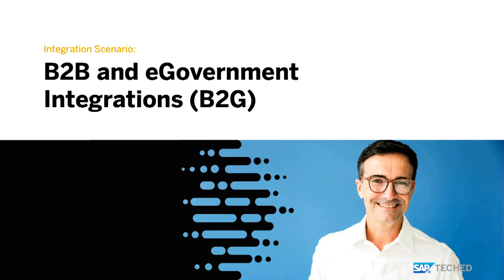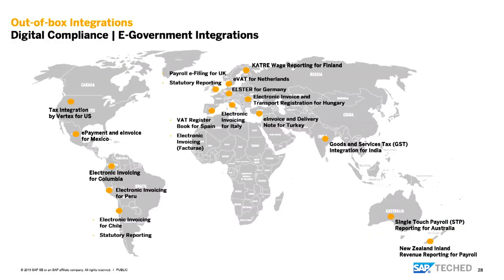The second scenario that we talked about is B2B and B2G. In B2B, we support traditional B2B with EDI. We also support new age B2B with APIs. For e-government, we talked about governments becoming e-governments, right? These are the out-of-the-box integrations that we provide.